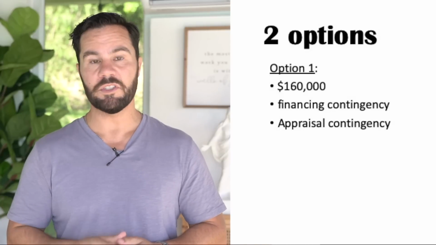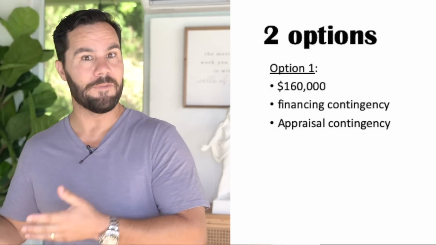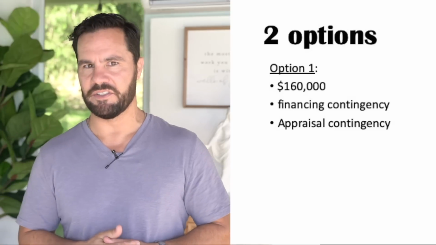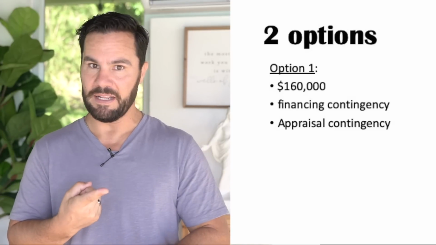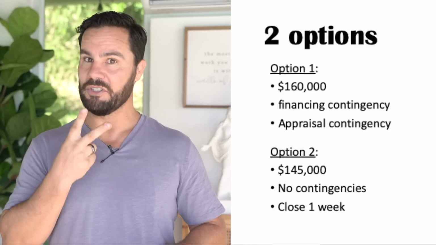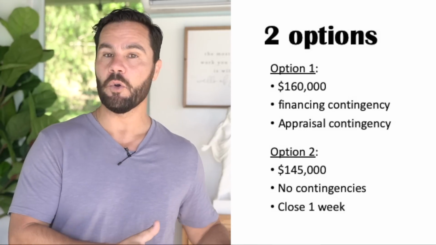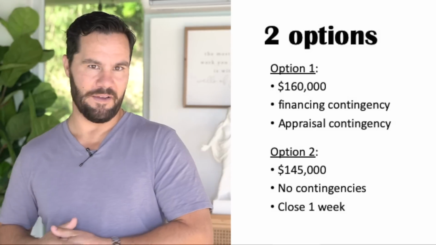It's fast, it's convenient, and as such requires the biggest discount. For example, I just made an offer on a distressed property and I gave the seller 2 options. Option 1 was to pay $160,000 with a 45-day closing with both a financing and appraisal contingency. That means if I don't obtain the financing and it doesn't appraise, I can back out of the deal. Option 2 was all cash, no contingencies, close in a week for $145,000.